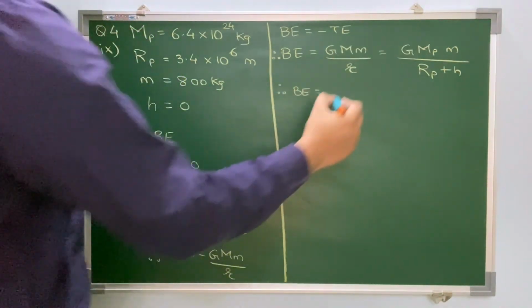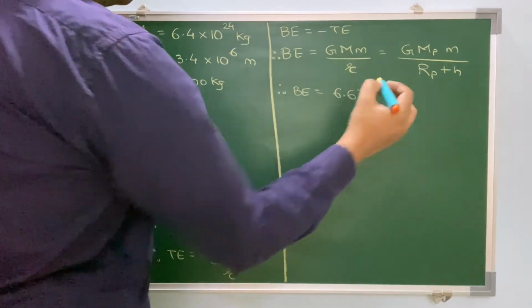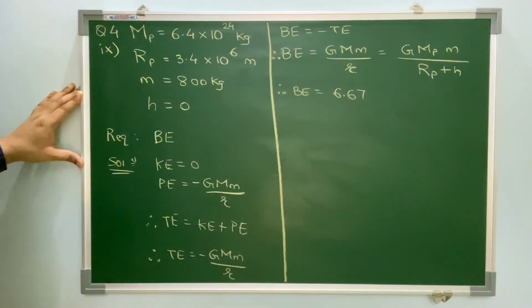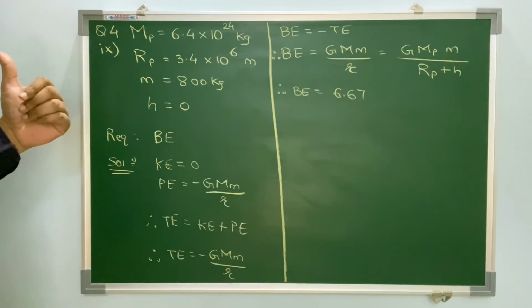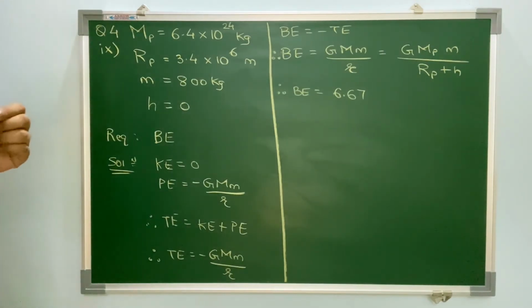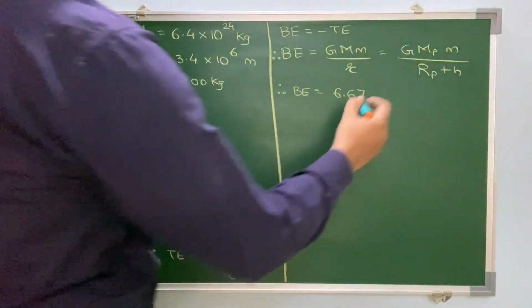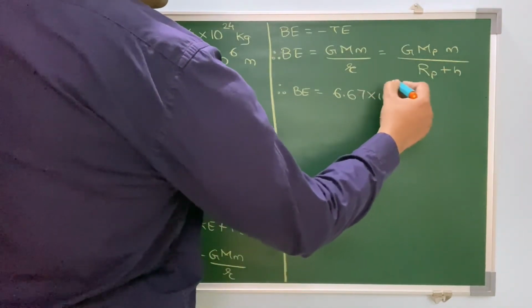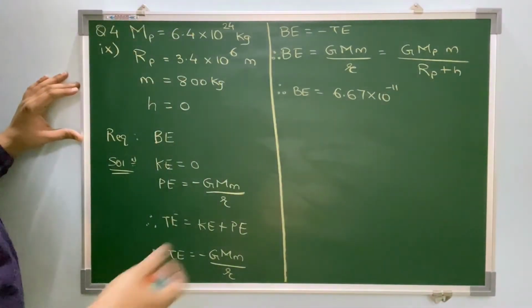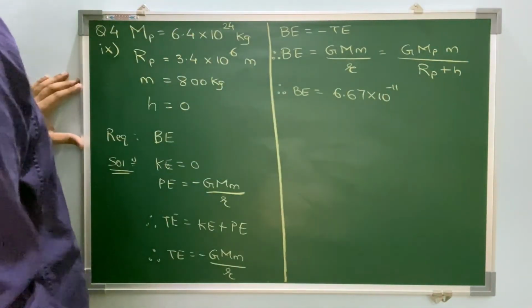Plug in the numbers, 6.67. Those values which they had given in the previous question, if you see in this question, they have not given it. It's not printed in the question. So we still should know the numbers, right? So we should just substitute them. 6.67. If you want, you can add a 3 then. 10 raised to minus 11.